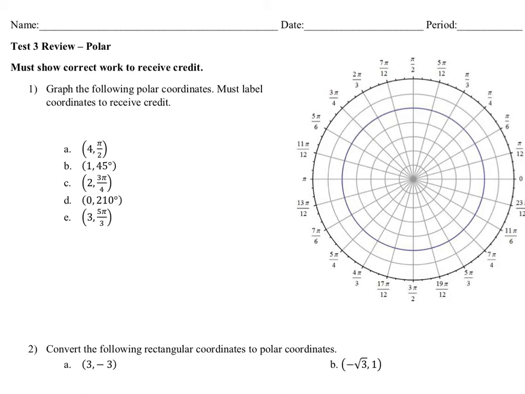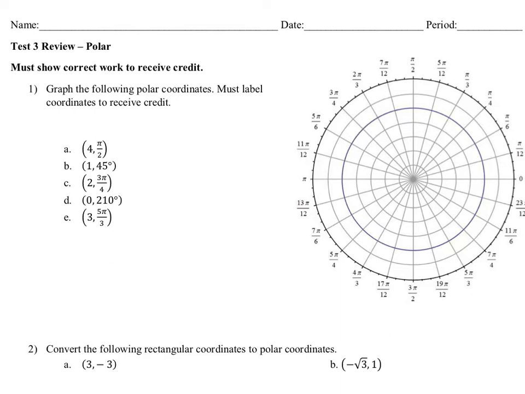All right, here is the review for test 6.2, and we're going to begin with graphing some polar coordinates. The way we're going to do this is we're going to find the angle first, and then we're going to mark the number of units, and then we're going to label which point we have.